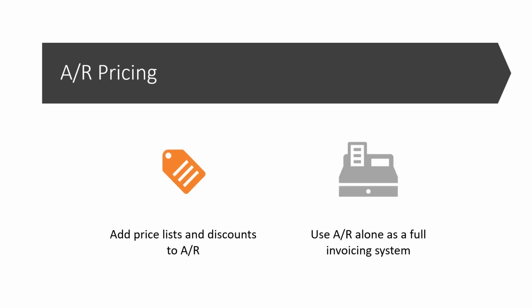And then in Sage AR, right now, there's just one price for a single AR item. There's no concept of price list. There's no concept of discounting at all. But with pricing working with AR, it actually adds a concept of price list and discounts to AR. And then users can use AR standalone as a full invoicing system.